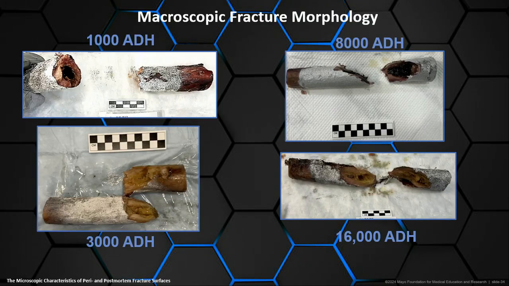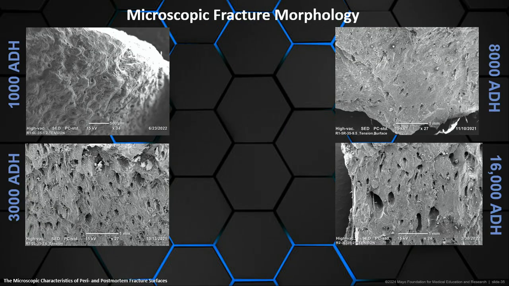Something else we wanted to start this discussion with is, as we found out through our fractographic analysis, we see a lot of consistency, especially in the early postmortem interval, in those macroscopic characteristics. So anything from 3,000 to 16,000 ADH have nearly identical macroscopic fracture characteristics. And then our microscopic features change significantly. So we really see those mapping onto ADH, and we see a very clear delineation.